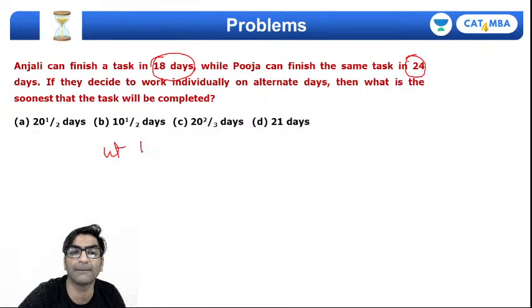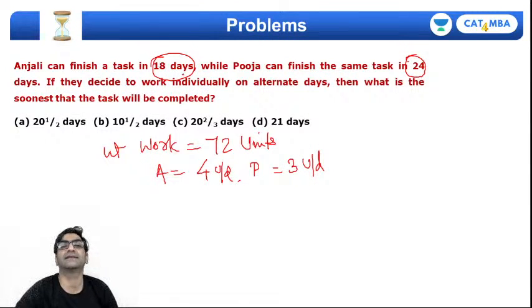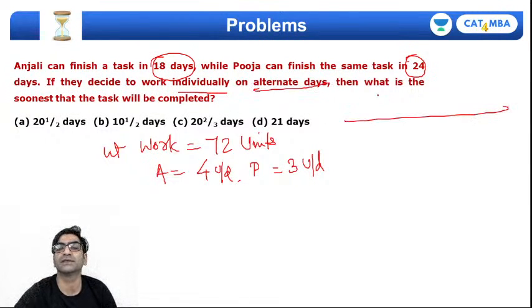Let the work be 72 units. So Anjali's rate will be 18 into 4 and Pooja's rate will be 24 into 3, right? Units per day. Okay. And they decide to work individually on alternate days, which means what? Which means day and who works. So day 1.